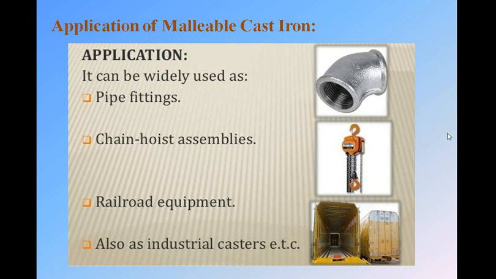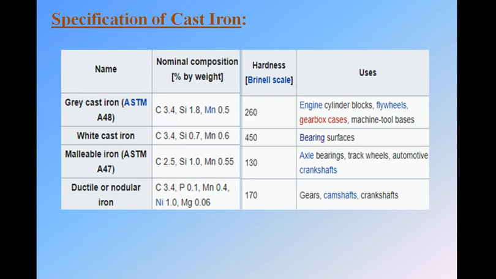Okay, so these are the four types of cast iron we have seen: grey cast iron, white cast iron, nodular cast iron, and malleable cast iron. Please go through them with their composition, applications, and properties. The next and last point in this lecture is the specification of cast iron. Specification means what its name is, what its composition is, what its hardness is, and the applications.